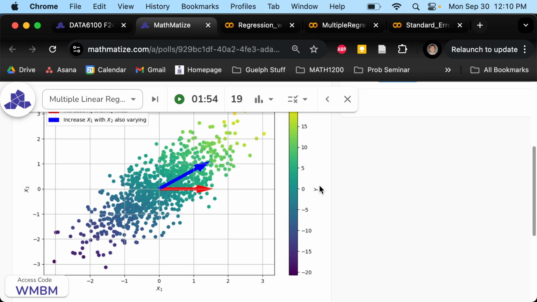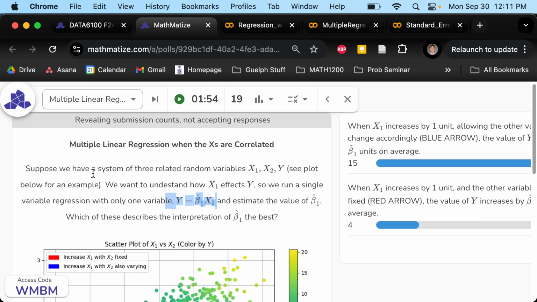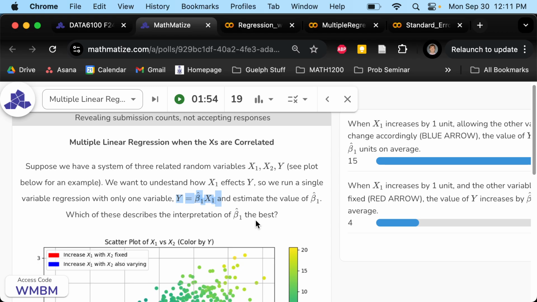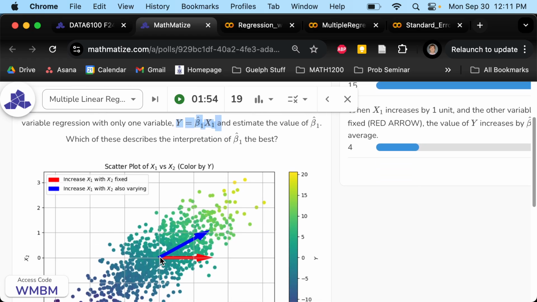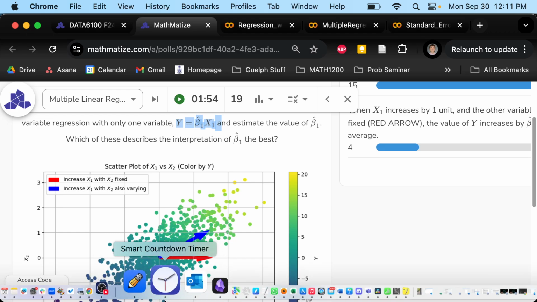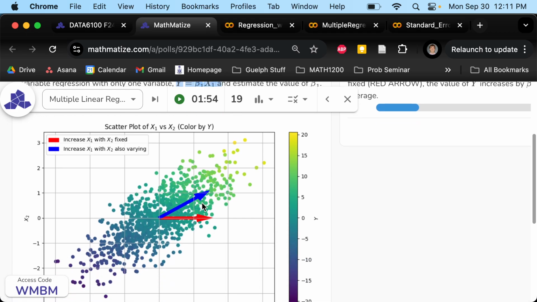But now the question is, if you run a regression with only one variable, y equals beta hat 1 x1. You temporarily delete x2, you save a copy of it in case you want it later, and you just run with x1. Then what are we doing? Is it this red arrow again? Because we said it's the red arrow, and now I'm saying we're doing this funny thing of deleting it. You might say, why would anybody do such a thing?